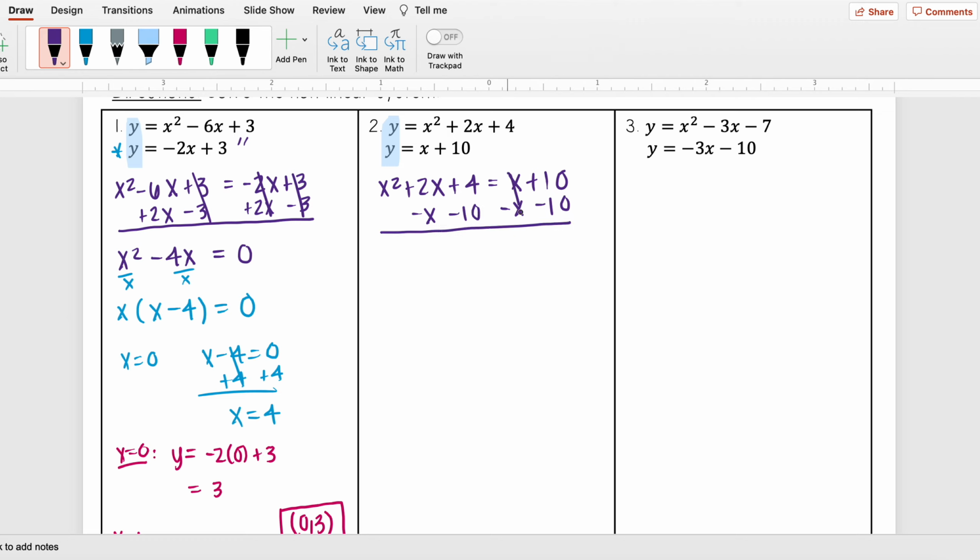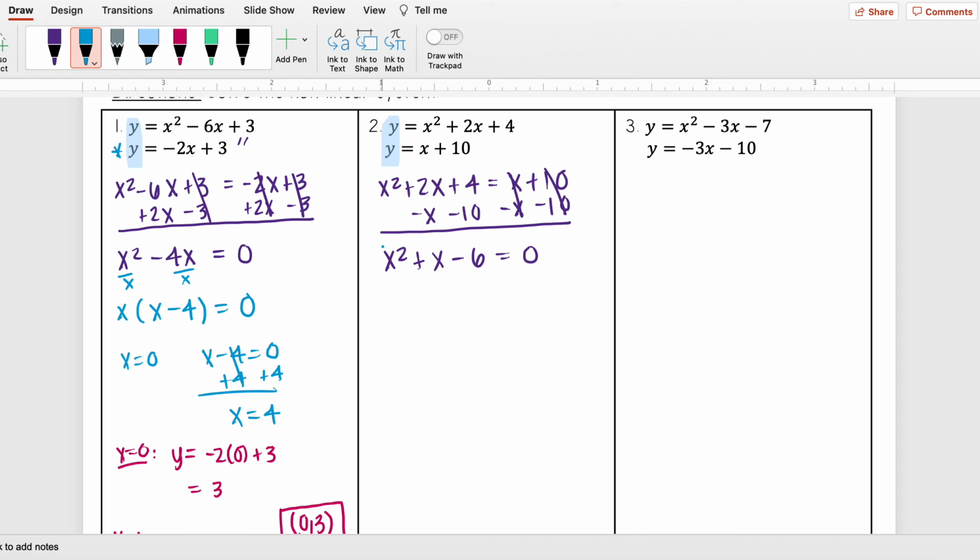Again, I'm moving these terms to the other side because I want my x squared term to be positive. And so I have x squared plus x minus 6 is equal to 0. And now from here, you can choose to solve this any way. You could solve by factoring, you can solve with the quadratic formula, completing the square, whatever way you prefer. I'm going to go ahead and do it by factoring because I know this one's factorable.